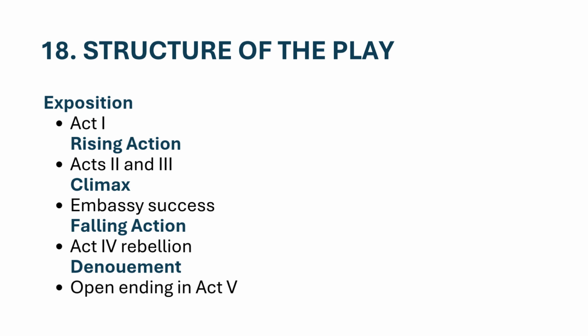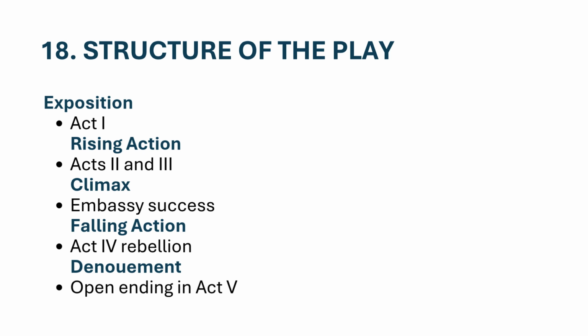In this slide, we will examine the dramatic structure of Pygmalion. George Bernard Shaw carefully organizes the play according to the traditional structure of drama, but he also gives it a modern and unconventional ending. Let us begin with the exposition, which occurs in Act 1.